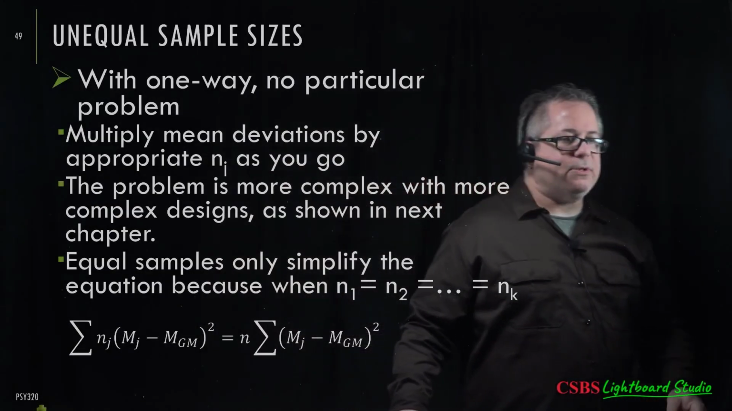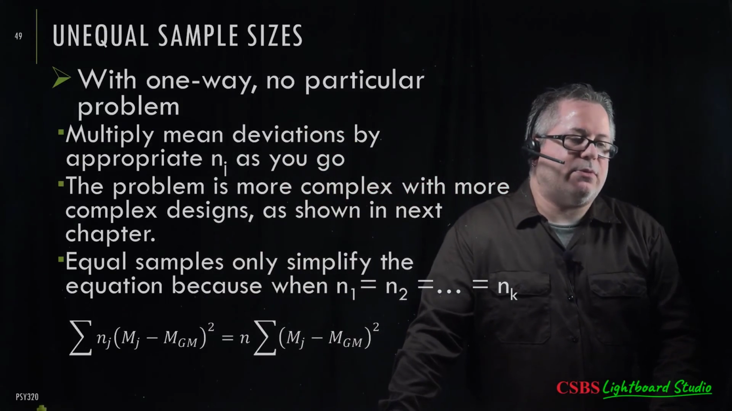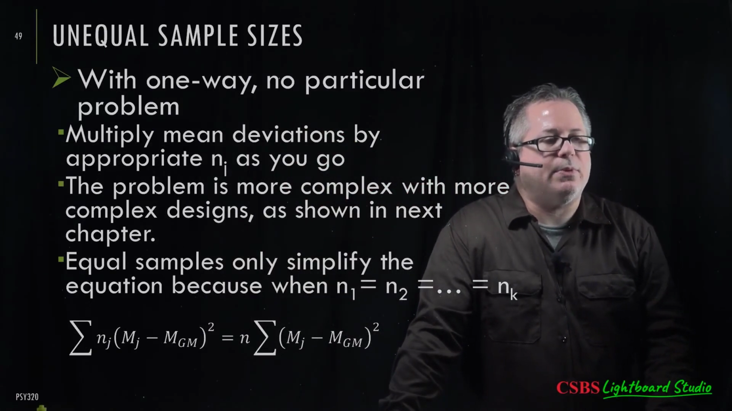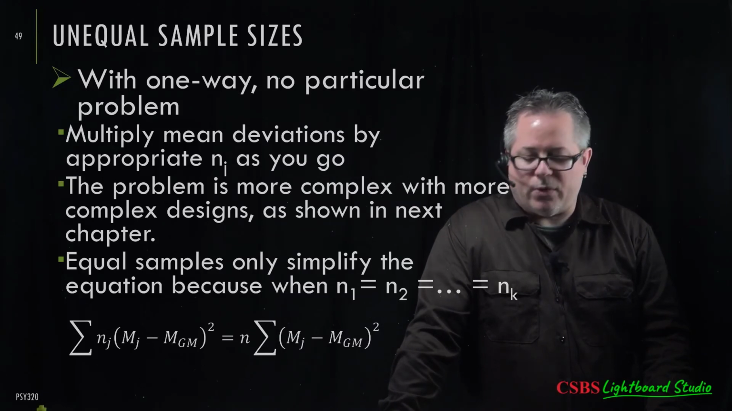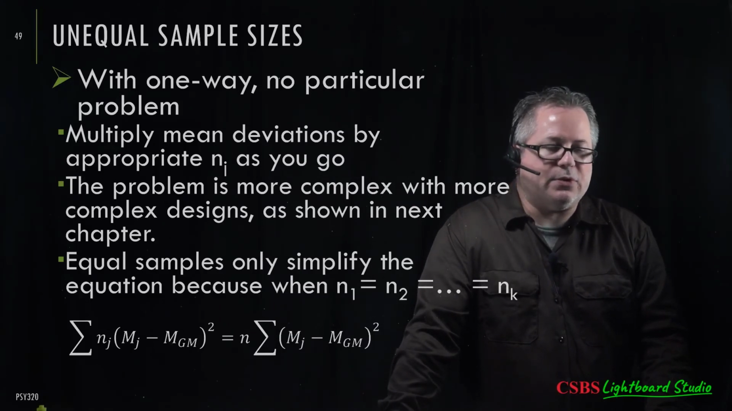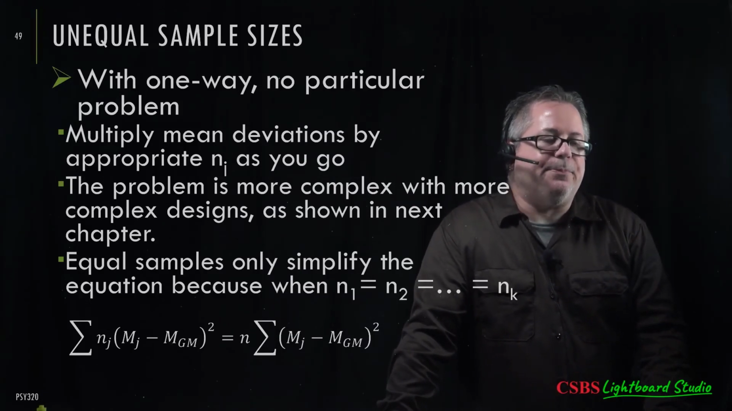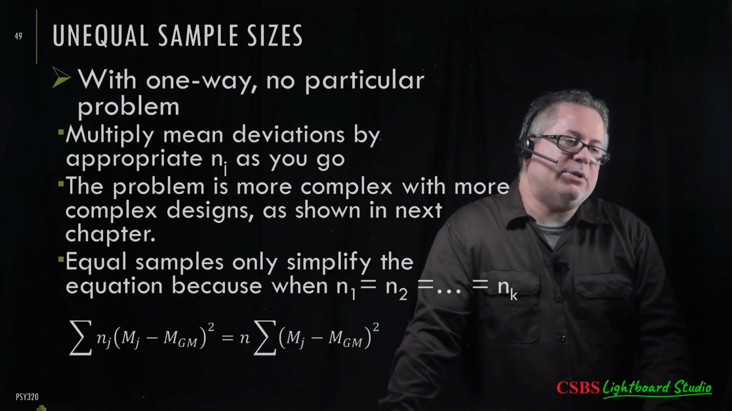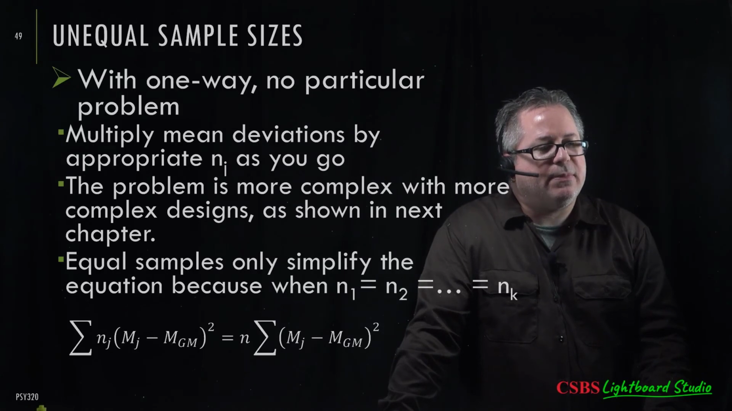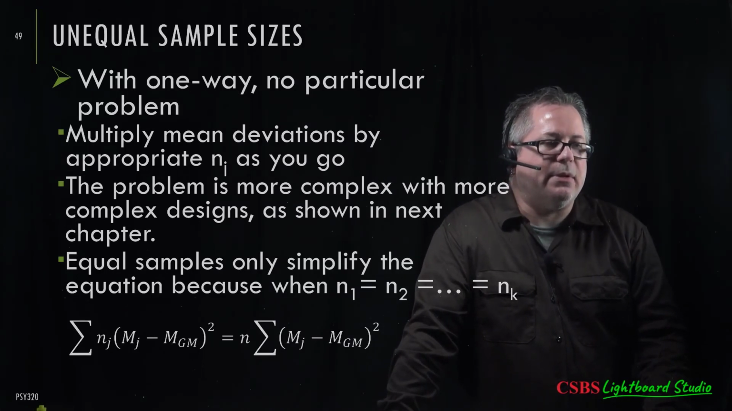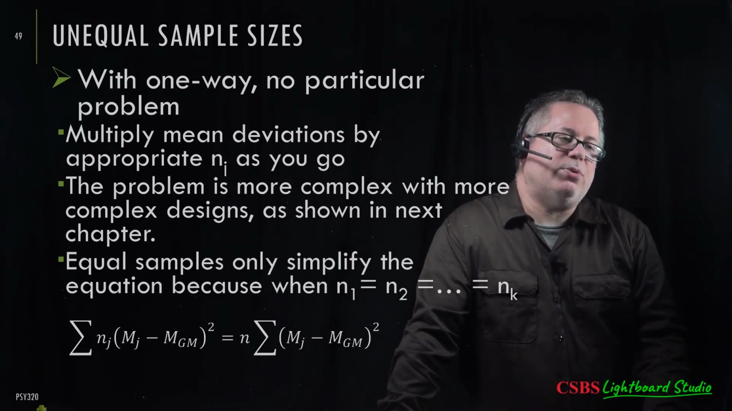All right, so what happens if you have unequal sample sizes? I sort of mentioned this before. With one-way, it's not a particular problem. If you have a one-way Anova like we're talking about, it's not really an issue. You can multiply mean deviations by the appropriate n sub j as you go.